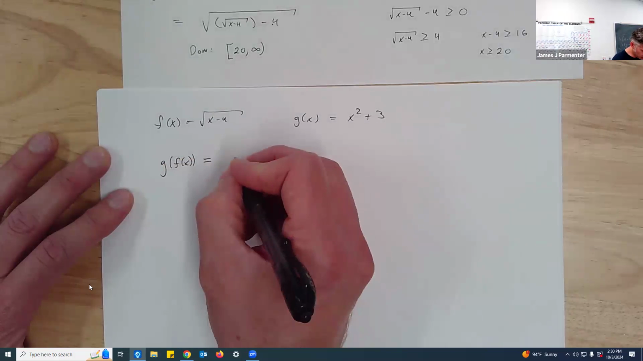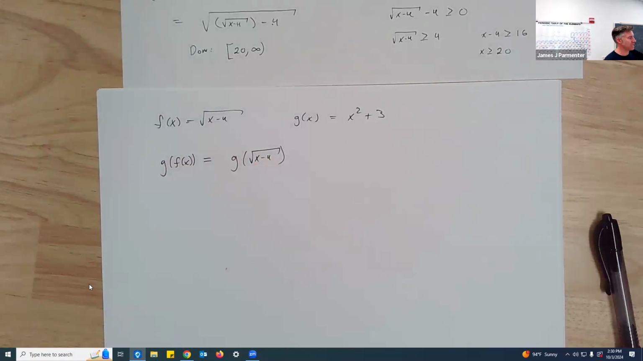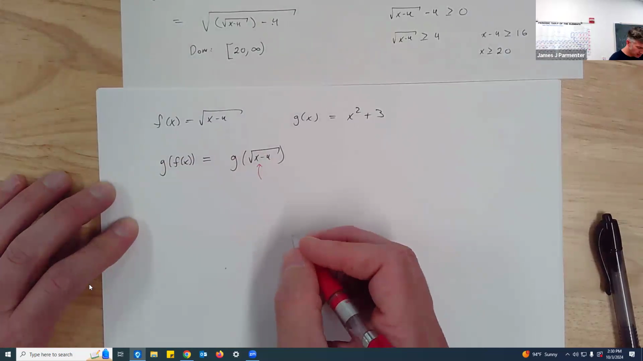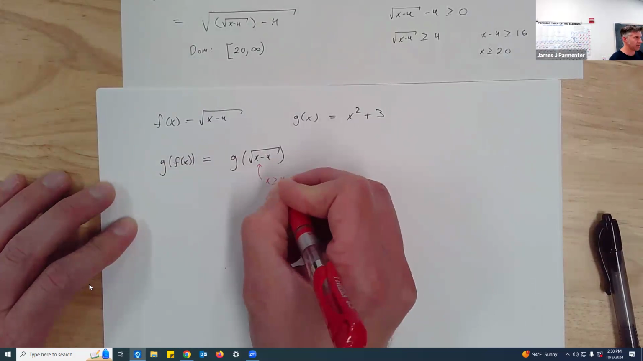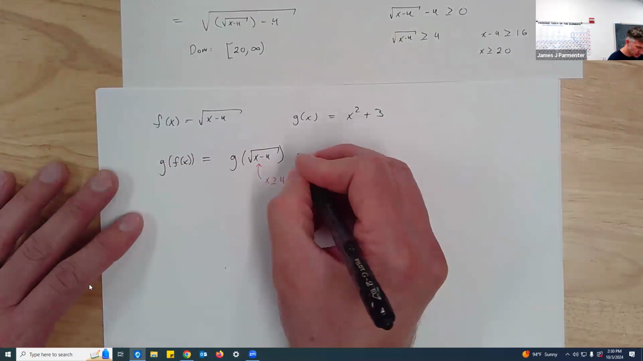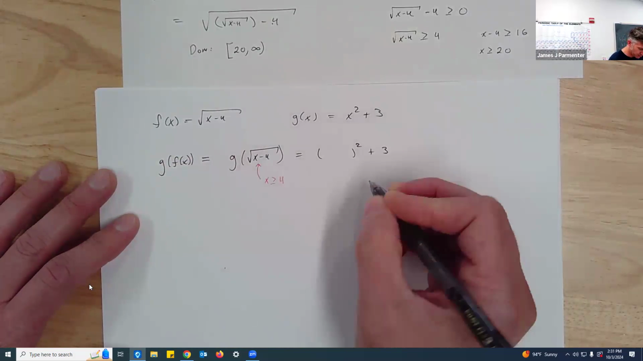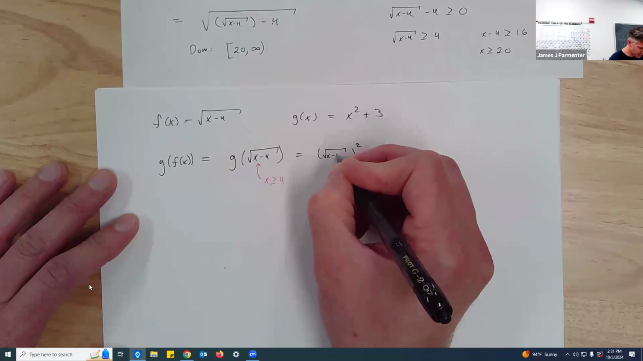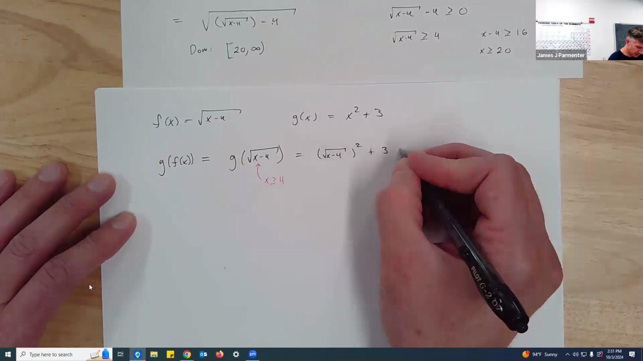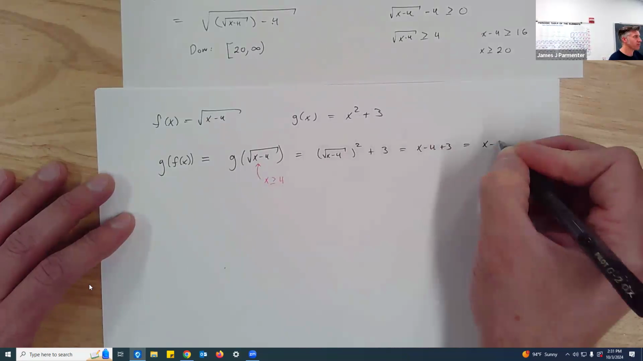So g of f of x is g of the square root of x minus 4. Right there, before I say anything else, I remind myself that the inner function is the most important function, and the domain of that inner function has to be obeyed, no matter what else happens after. If I plug this in, g of some stuff is my stuff squared plus 3. Simplifying, the square cancels the square root, so I get x minus 4 plus 3, which equals x minus 1.